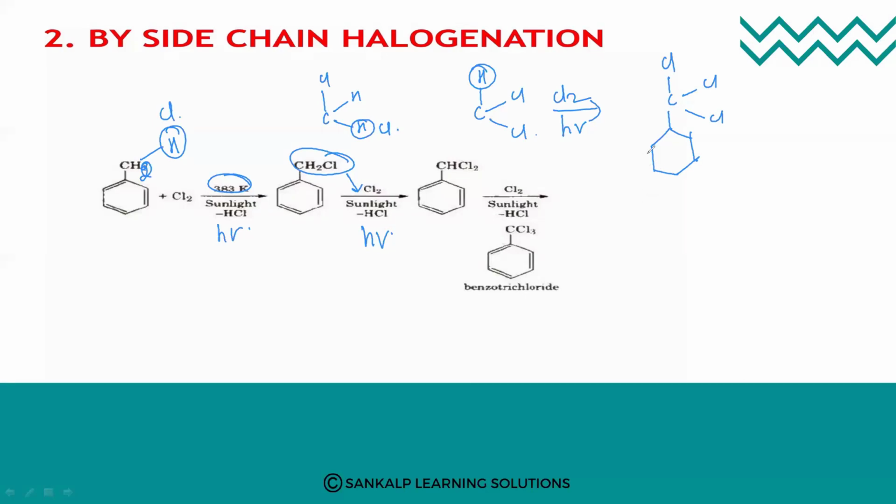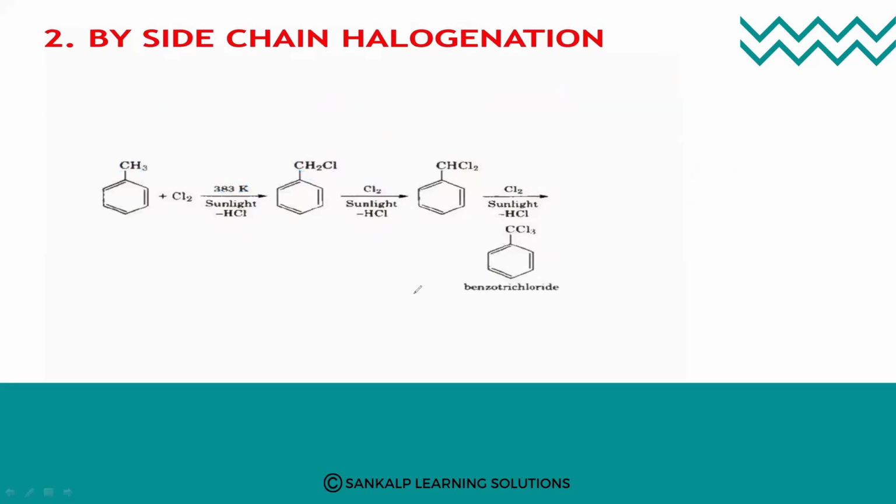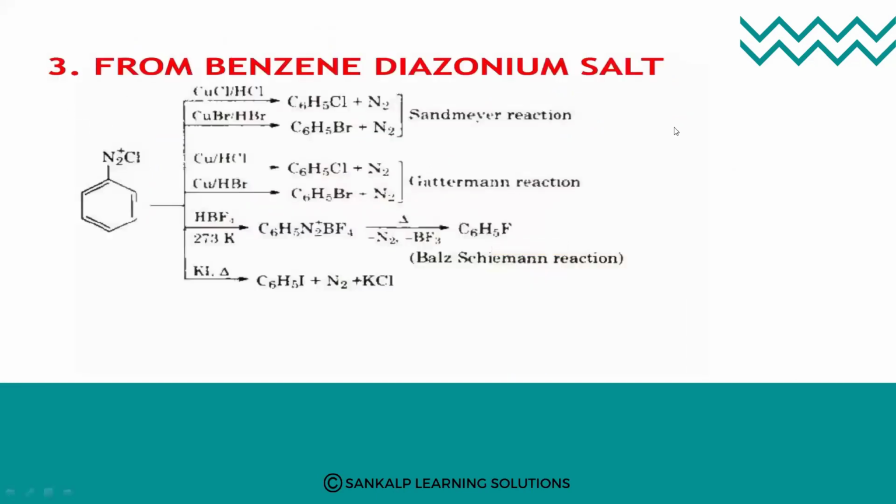So this way, what is formed? This is a side chain halogenation. Side chain means what? This is a side chain, right? It is not on the ring. So we are doing halogenation on the side chain and not on the aromatic ring. So this is a side chain halogenation reaction.